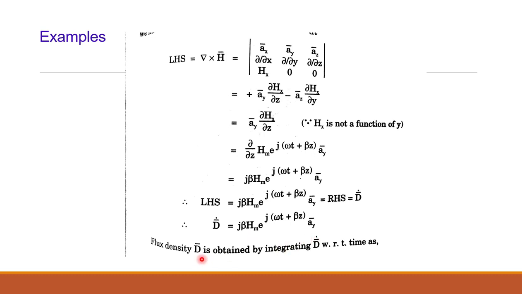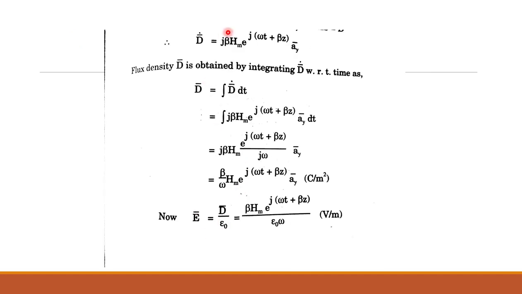So what is D bar? Flux density, and it is obtained by integrating D bar dot with respect to time. D bar dot means differentiation with respect to time. If you integrate this equation with respect to time, then we get D. So this is our D bar dot. To obtain D, we have to integrate this D bar dot with respect to time t. So let us integrate the above equation with time t.